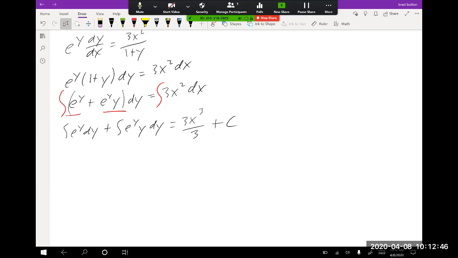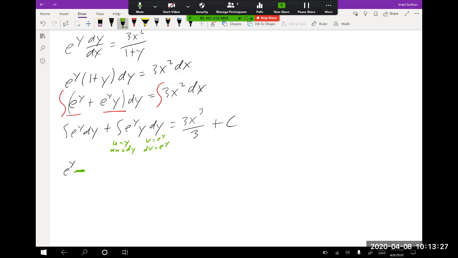Okay, so this left-hand side, we already know this first one is going to be e to the y. However, this one's going to require integration by parts again, just like we did in one of the previous problems. So we're going to say u is equal to y, du is equal to dy, dv is equal to e to the y, and v is equal to e to the y. So when you integrate dv, which is e to the y, you're going to get e to the y again. So this is the uv minus the integral of v du.